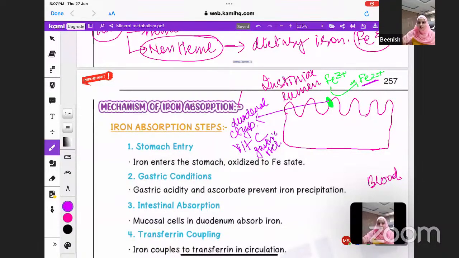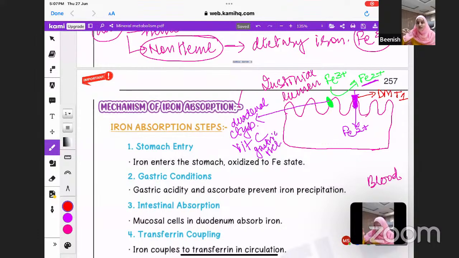Now what happens? This iron is in the Fe2+ state. Now this iron is going to enter the enterocyte through this transporter that I have shown you. Fe2+ is inside the enterocyte, and this transporter is known as divalent metal transporter, DMT1.